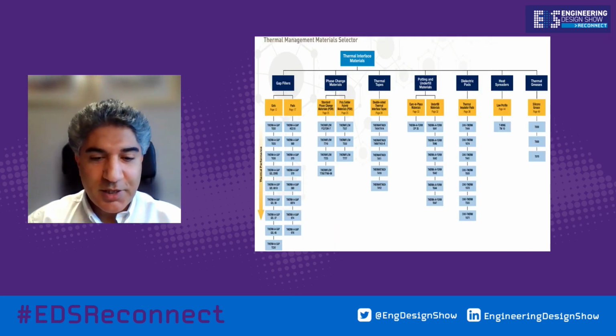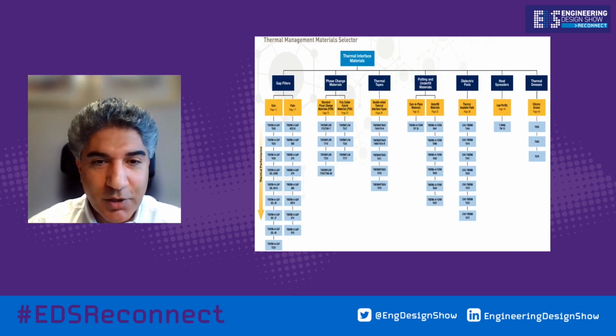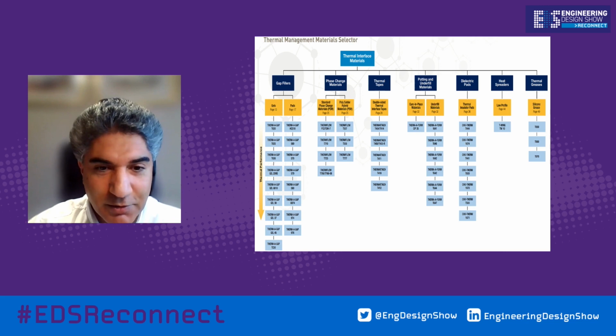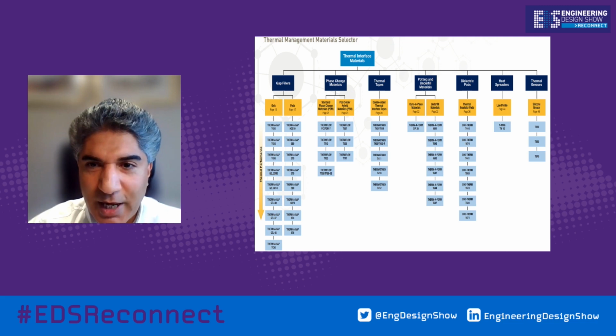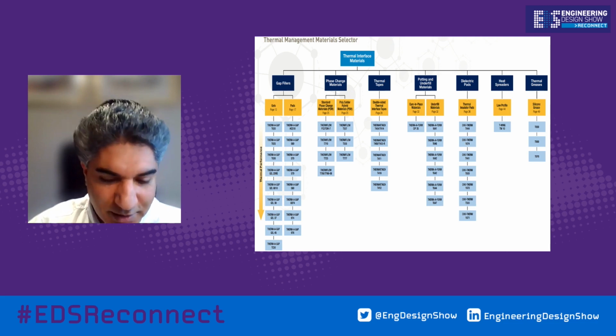In terms of the Chomerics range, as you can see from the gap pads we talked about earlier, they go right up to 3.5 or even 6 Watt Kelvin, which is a relatively new material, hence why it's not in this selector guide. Phase change materials similar to the Bergquist materials, thermal attach tape, double-sided tapes, potting, cure in place materials, heat spreaders, and obviously the grease.